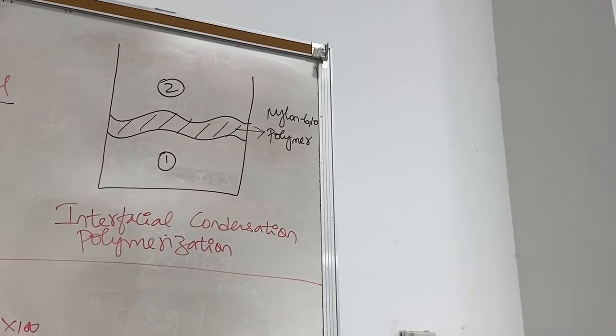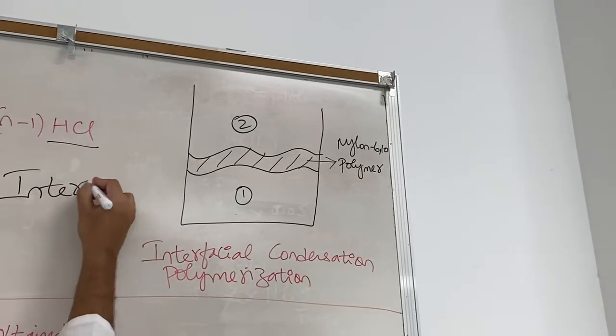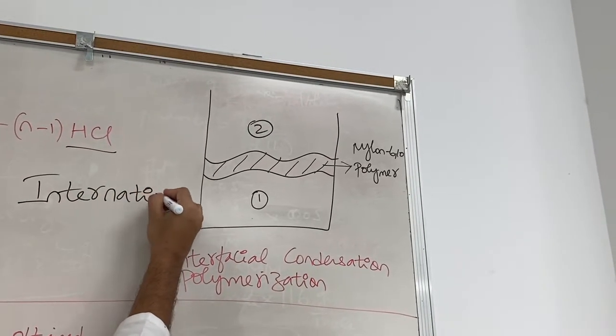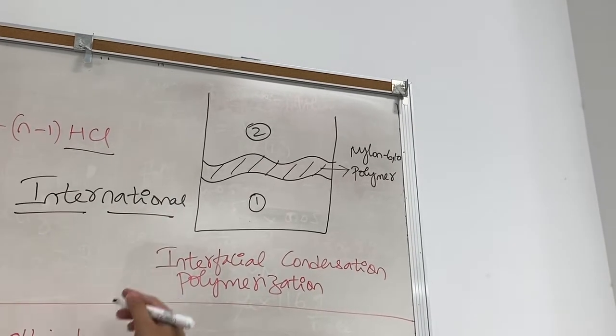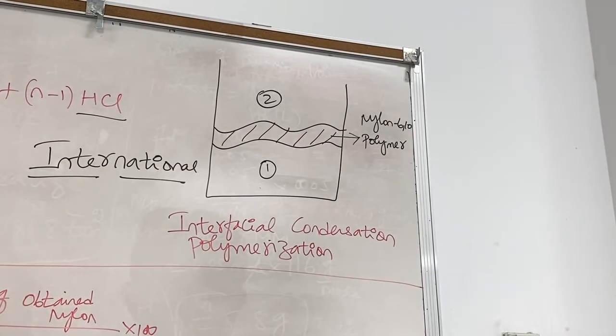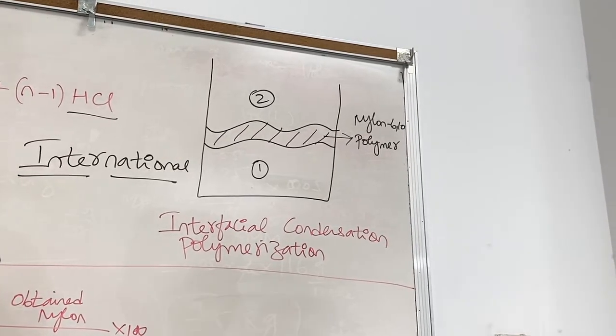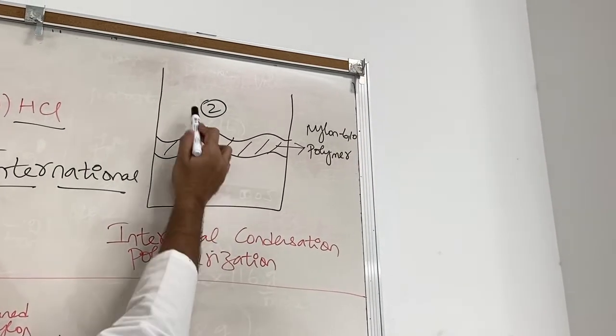Okay. So interfacial means, like for example, international. International means among different countries, two different countries, or among more than one country. So like that, interface means among the two phases. See here, first phase, second phase.